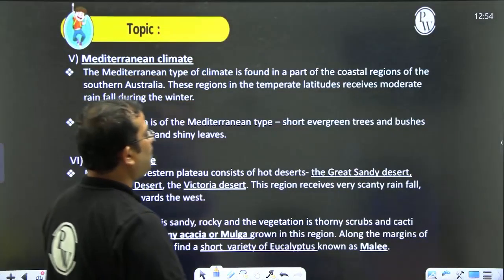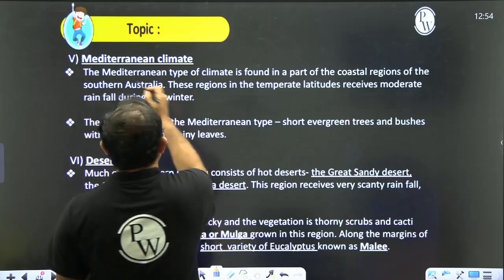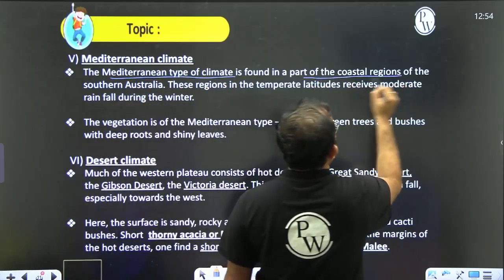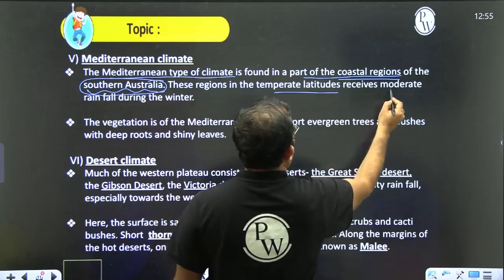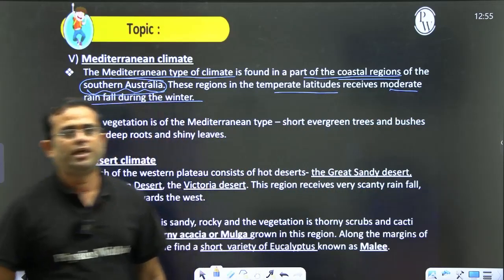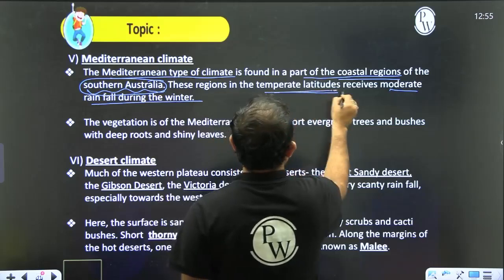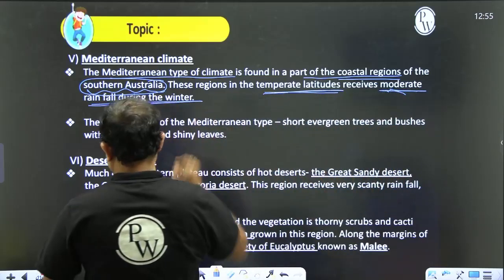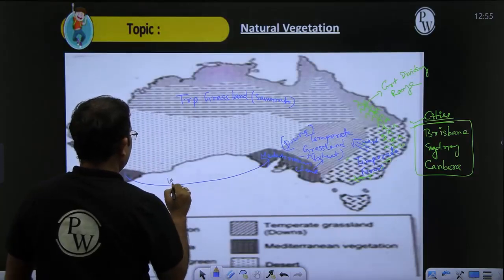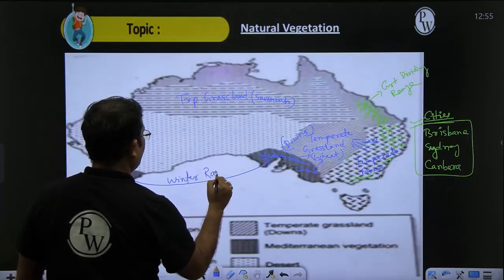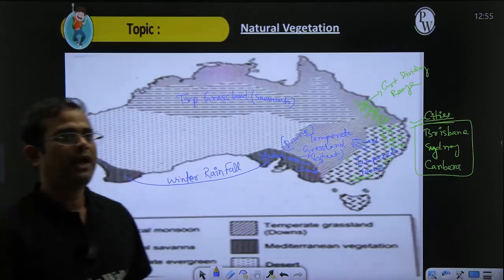Next, your Mediterranean climate. The Mediterranean type of climate is found in part of the coastal regions of southern Australia. These regions in the temperate latitudes receive moderate rainfall during the winter. You can see here, this is winter. This particular place is also Mediterranean climate. These two are having winter rainfall.